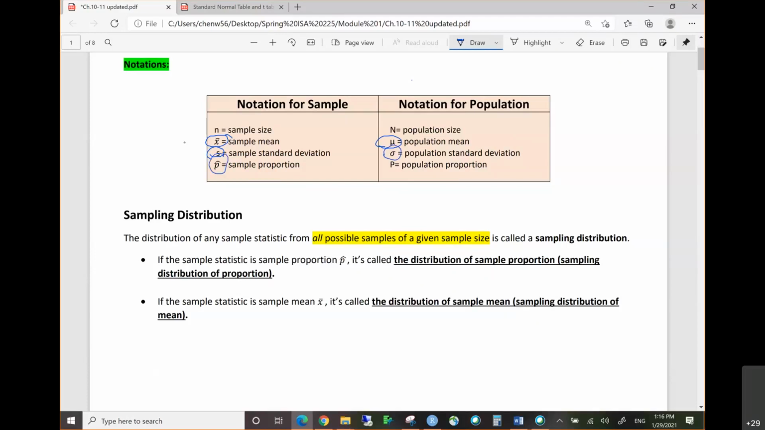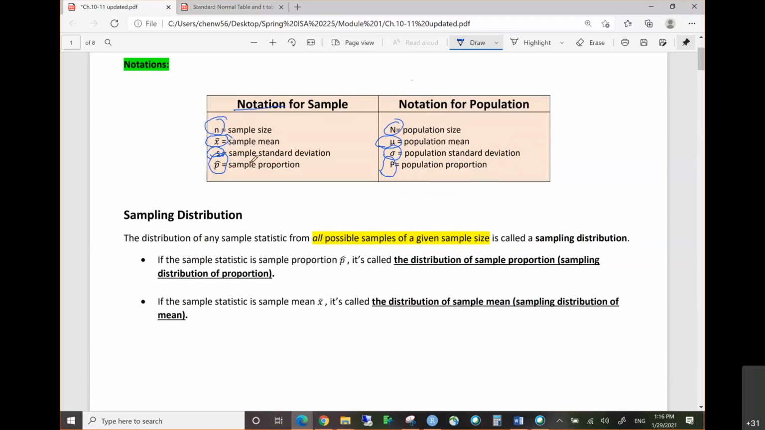P hat, sample proportion. The P without hat will be the population proportion. The small n is the sample size. The big N is the population size. Right? So practice a lot so that you remember these notations for the sample and for the population.